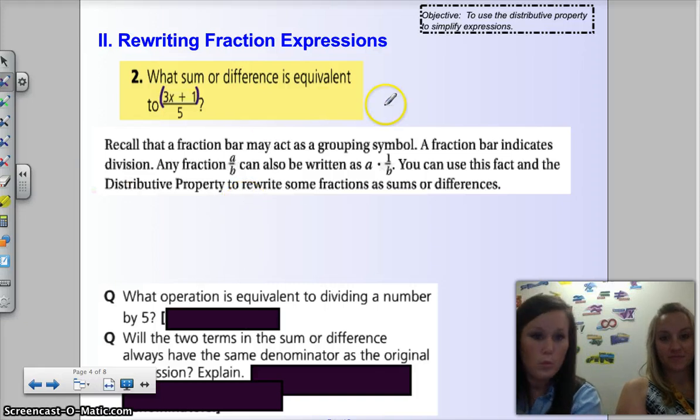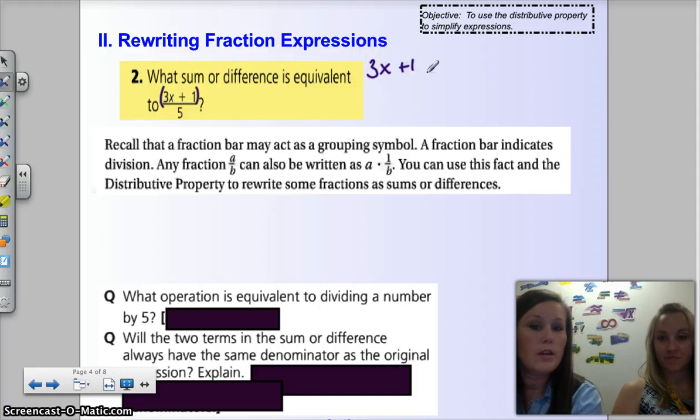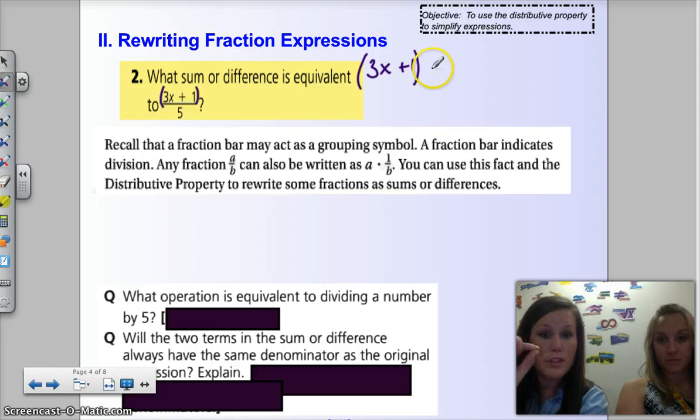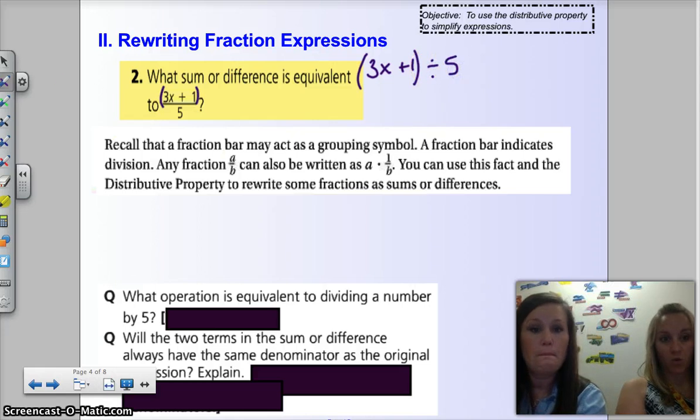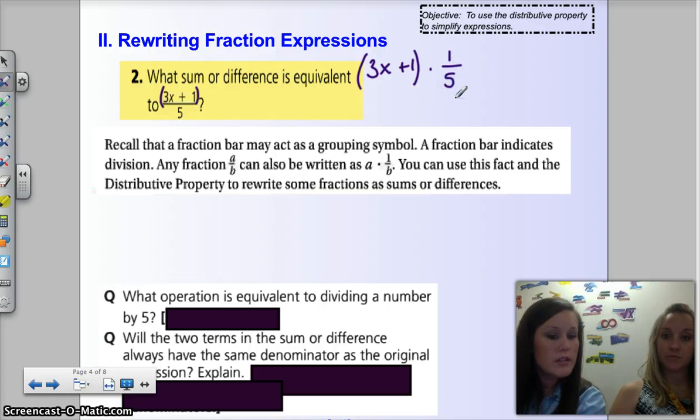What sum or difference is equivalent to 3x plus 1 divided by 5? So we're going to simplify. Put 3x plus 1 in parentheses, all together, and then divided by 5. If you want to put it as a division problem with the division sign, you can, or if you want to leave it as a fraction, that's fine here too. Divided by 5, or times the multiplicative inverse, 1/5. There you go.